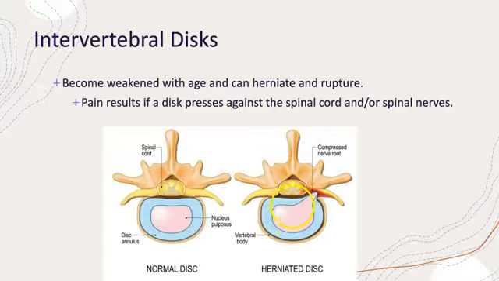So in the center, we have our nucleus pulposus, and that could be under so much pressure that it pushes out past the disc annulus, also known as annulus fibrosus, that pushes against that nerve root.